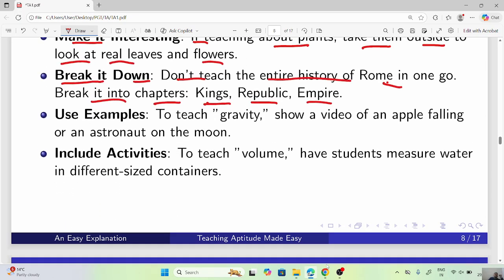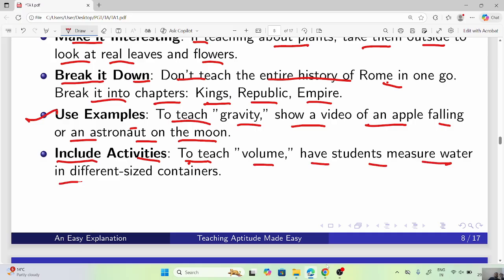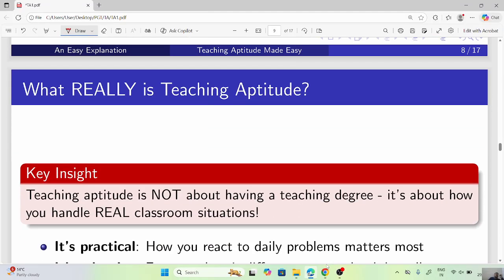After that, use examples. A teacher should use examples to teach, like gravity. First of all, show a video of an apple falling or an astronaut on the moon. The concept will be clear immediately if you use the example method. After that, include activities. To teach volume, have students measure water in different size containers. It will be easy for the students.